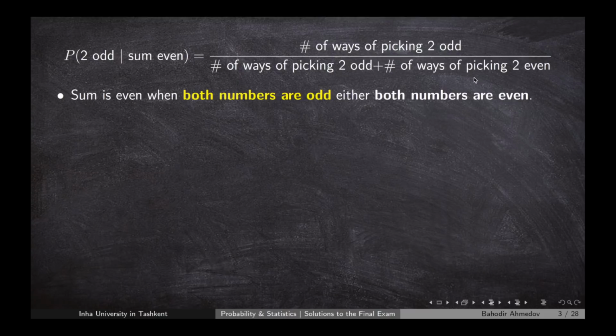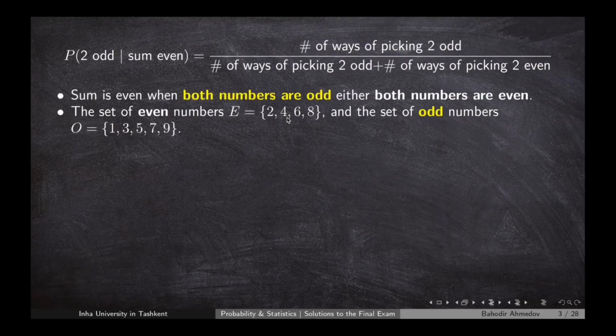So the sum is even only in the 2 cases when both of the digits are odd or both of the digits are even. So we are going to set up the set of even digits. It's going to be 2, 4, 6, and 8. And the set of odd digits are 1, 3, 5, 7, and 9. So the number of odd digits is 5 and the number of even digits is 4.